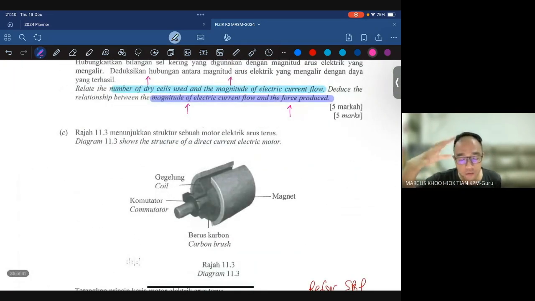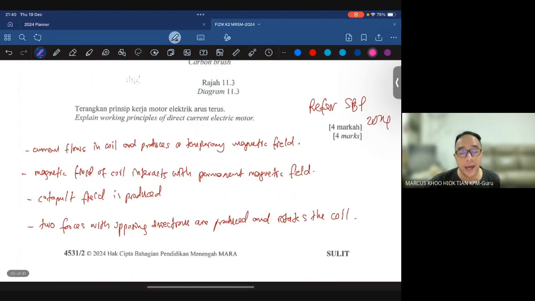The structure of a direct current electric motor. We just discussed this 2 days ago. I'm giving you the exact same answer over here as 2 days ago. 2 hari yang lepas when we were discussing SBP is the exact same question. So I'm just going to write down here, refer to SBP 2024 because I want to finish the class early. We just did it 2 days ago. If you didn't do this with me, go and watch the video lah. It's the exact same question.